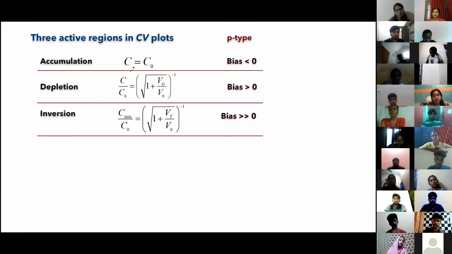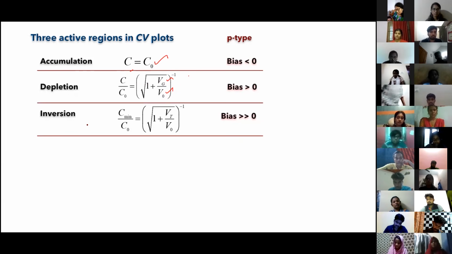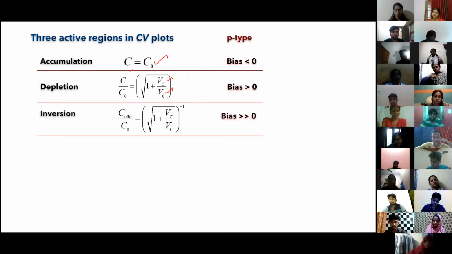In accumulation, the total capacitance is exactly equal to the oxide capacitance. In depletion, if you take the ratio, it's C0 times this. Vg is the gate voltage and V0 is the oxide potential, which is the potential developed across the oxide layer. Similarly, the inversion region is a C minimum, I say. It's not the C maximum. That is the high frequency signal, C minimum. And C0, if you know this, is related to the threshold voltage.